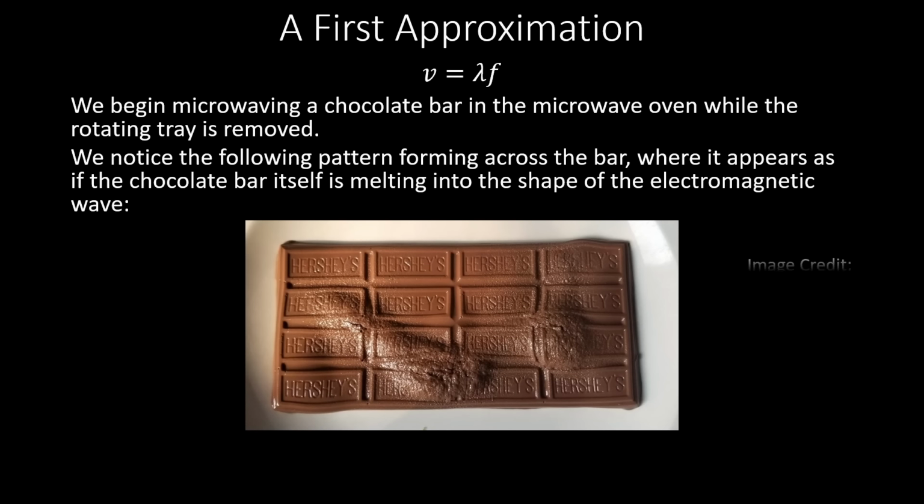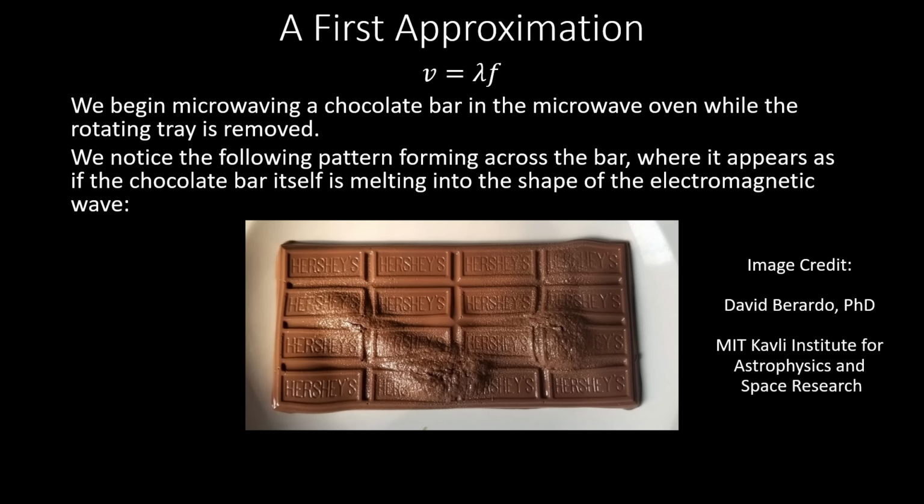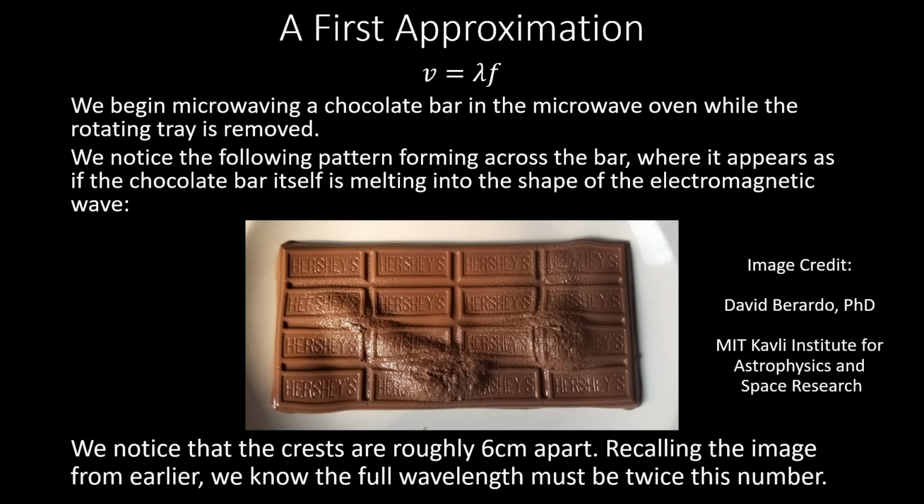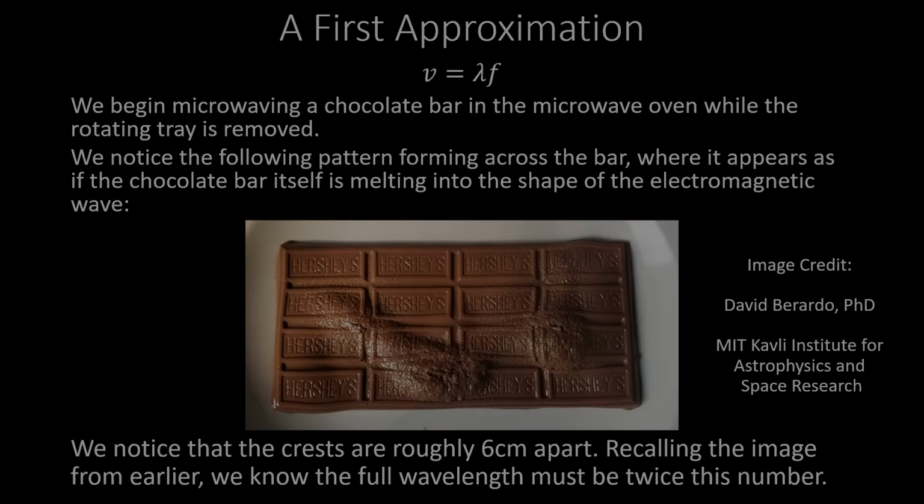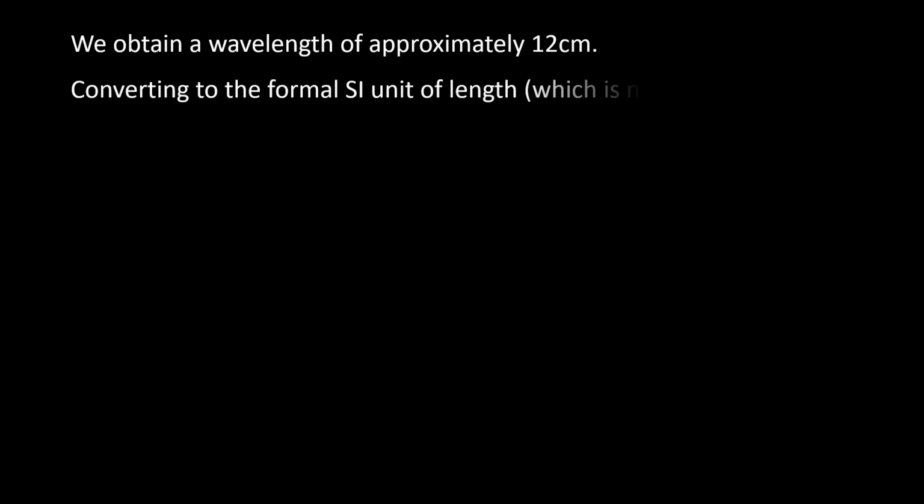Of course, we could just say this is entirely coincidental. We notice that the crests are roughly 6 centimeters apart. Recalling the image from earlier, we know the full wavelength must be twice this number. If we can use this information to somehow reproduce the speed of light, I would say that's probably less than coincidental. So we obtain a wavelength of approximately 12 centimeters. Converting to the formal SI unit of length, which is meters, we get 0.12 meters. So now we have a value for lambda.